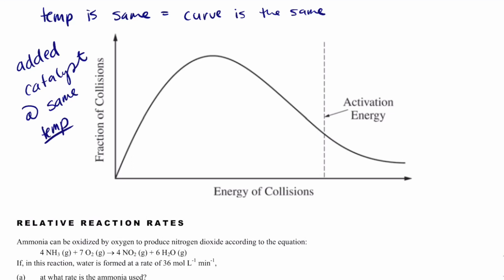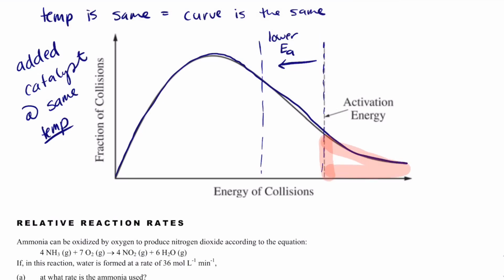Okay, my curve needs to be the same, and so I still have the same curve here. But catalysts, we've already talked about, they lower the activation energy, so this dashed line, that's my activation energy. I need to move that somewhere maybe over here, and so that basically gets lowered. And what that means now is that instead of just this amount of particles that can react, I now have a larger chunk of my graph, and those particles can react.